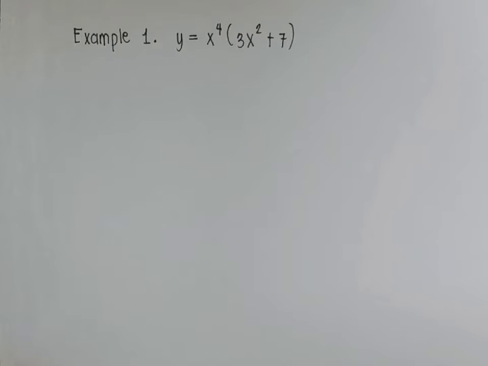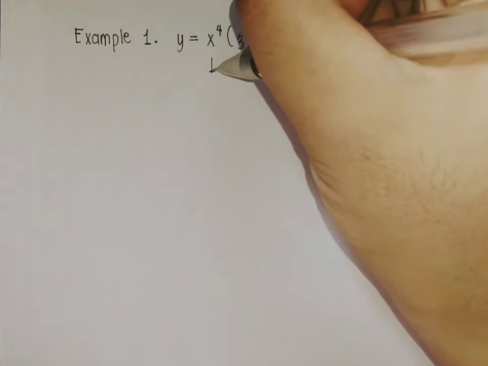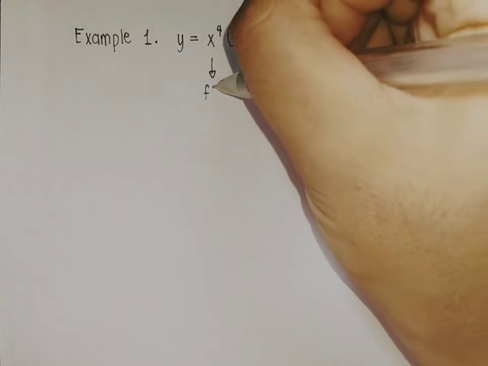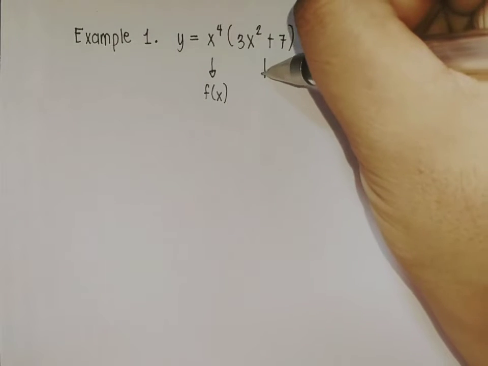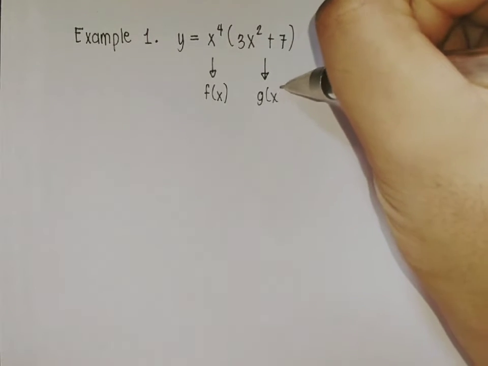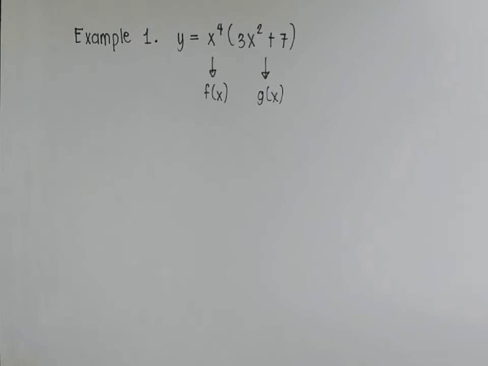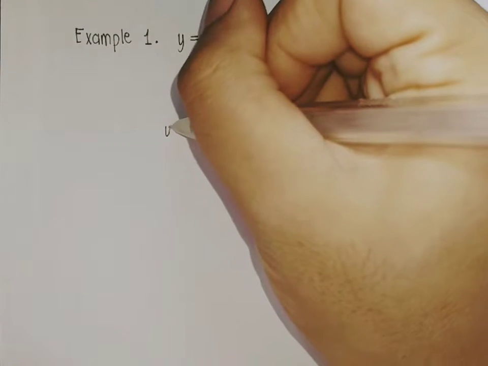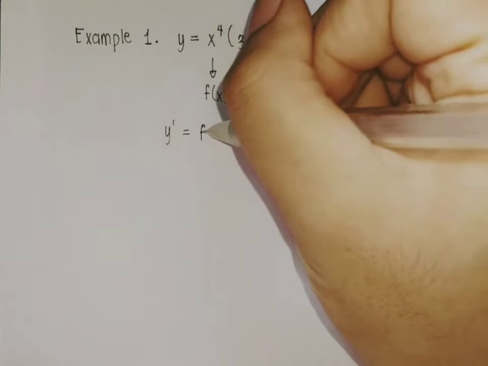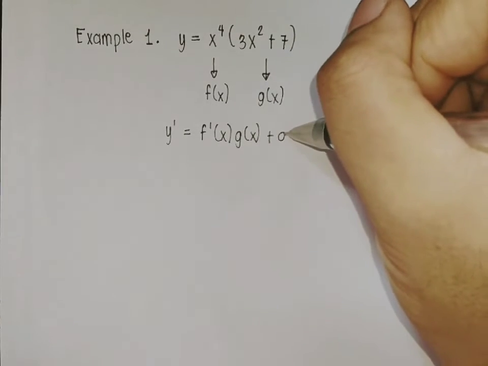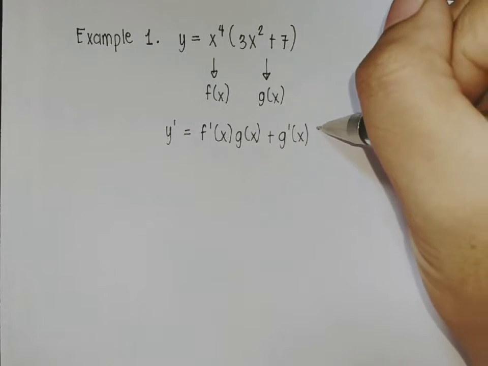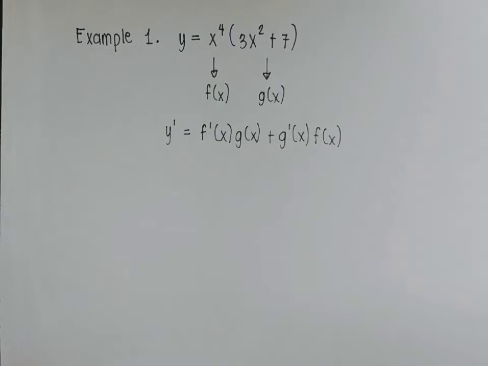So here's the first example. For this problem, x to the power of 4 is our f of x, and 3x squared plus 7 is our g of x. And now let's find the derivative using the formula y prime equals f prime of x times g of x plus g prime of x times f of x.